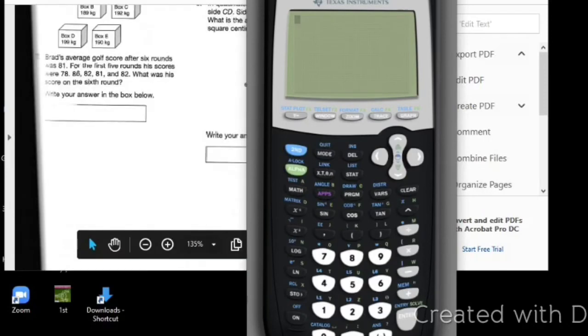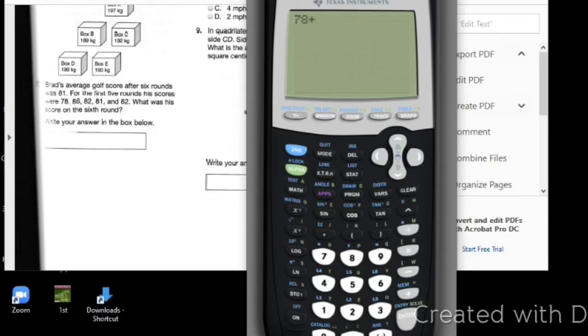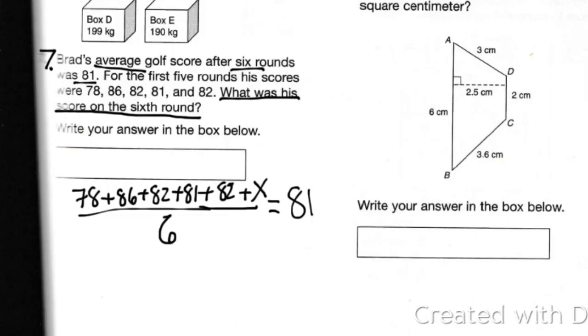Let's see. So I have 78 plus 86 plus 82 plus 81 plus 82. So those are the 5 numbers I was going to try to add together, and that equals 409. Okay, so let's get back to it. That was 409. So 409 plus x over 6 equals 81.